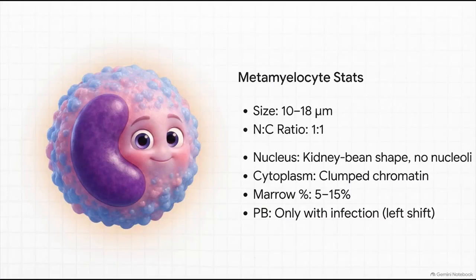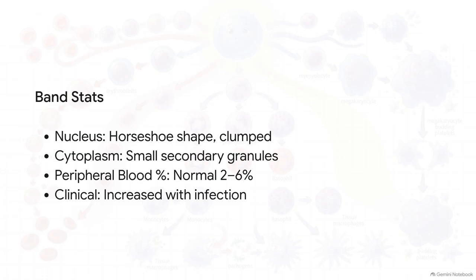And here, we hit the no more mitosis phase. The metamyelocyte, which is typically a bit smaller than the myelocyte at 10 to 18 micrometers, has an N to C ratio of 1:1. It has lost its nucleoli entirely, meaning it can no longer divide. The chromatin clumps up significantly, and the nucleus takes on this very classic indented kidney bean shape. Making up 5 to 15% of the marrow, it only joins the peripheral blood when your body is actively fighting off an infection.